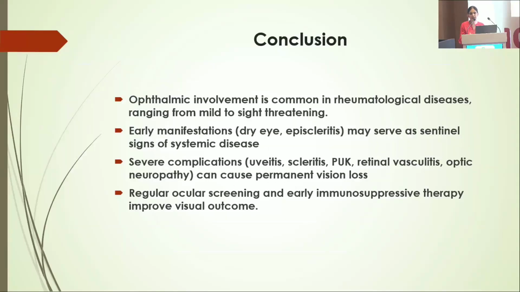To conclude, I can say that these ophthalmic diseases are common in rheumatological diseases, which may range from mild to sight-threatening, and these early manifestations serve as sentinel signs. Severe complications can lead to permanent vision loss, so regular ocular screening and early immunosuppressive therapy improves visual outcome.